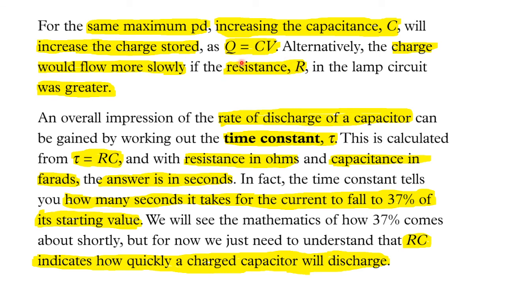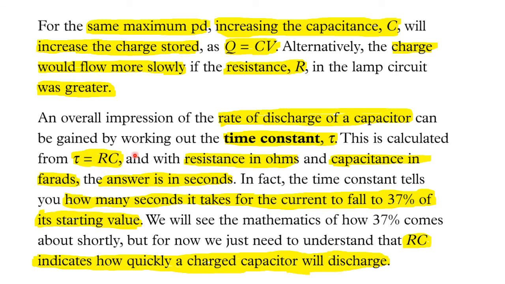So the two things we consider to increase the time of discharging are C, the capacitance, and R, the resistance of the discharging circuit. These two together determine the rate of discharge of a capacitor. We call these two together the time constant, right? The time of discharge depends on the capacitance of the capacitor and the resistance of the discharging circuit. We denote this time constant by the letter tau. So tau equals RC.